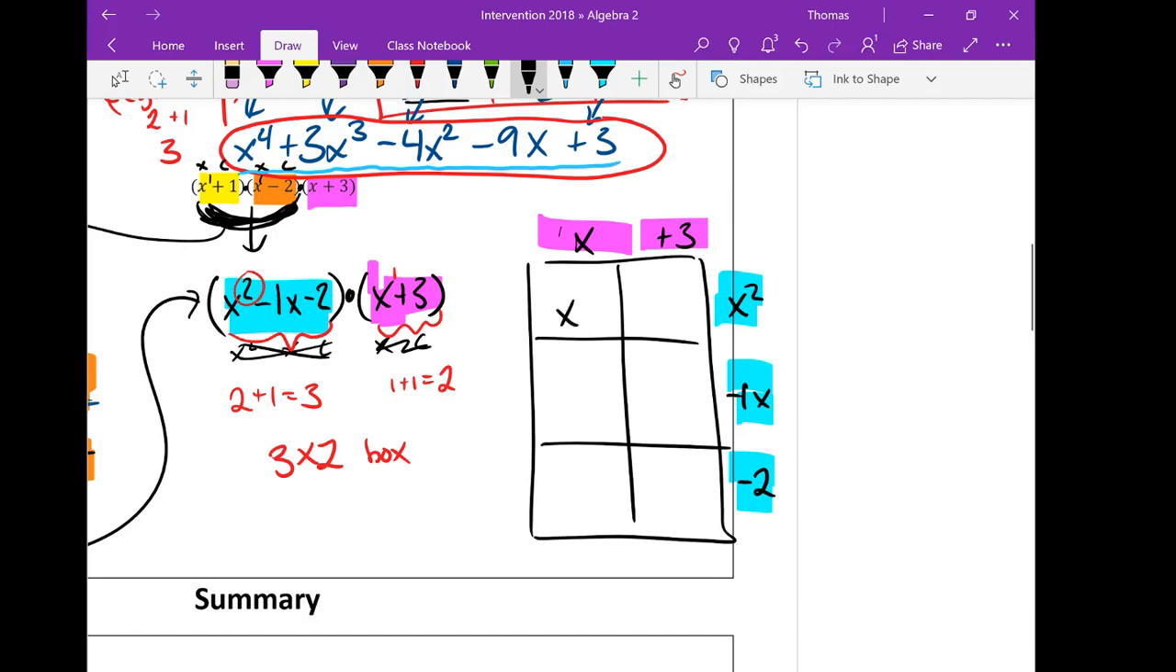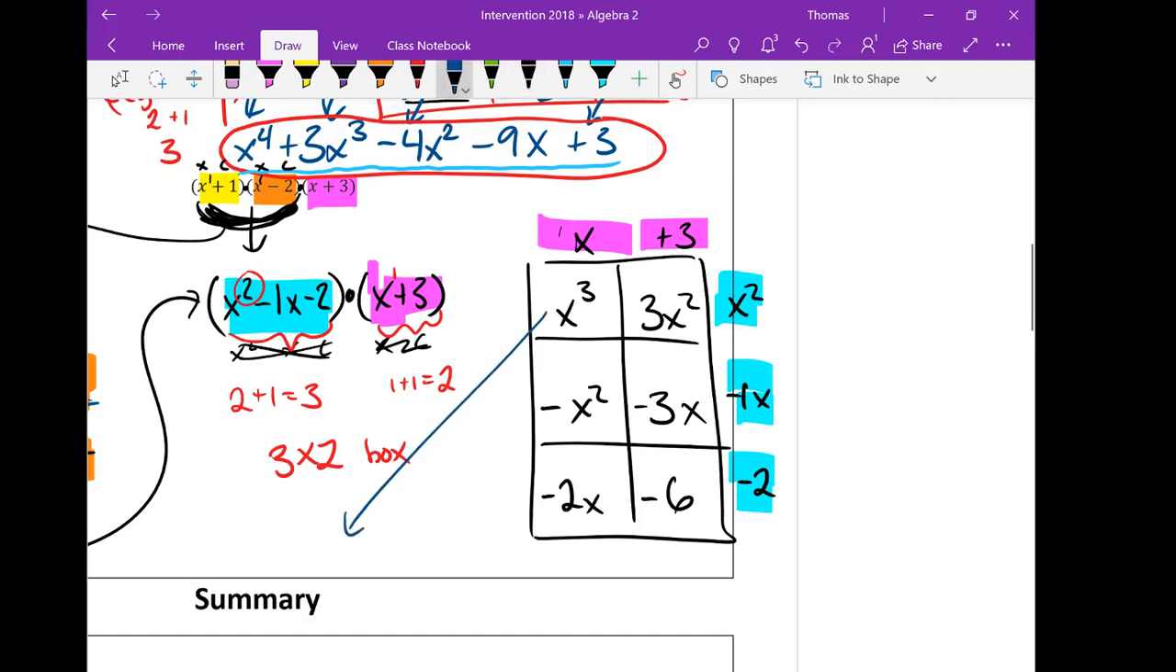X times x squared, that's 3 x's being multiplied together. 3 times x squared is 3x squareds. X times negative 1x is negative x squared. 3 times negative 1x is negative 3x. X times negative 2 is negative 2x, and then 3 times negative 2 is negative 6.